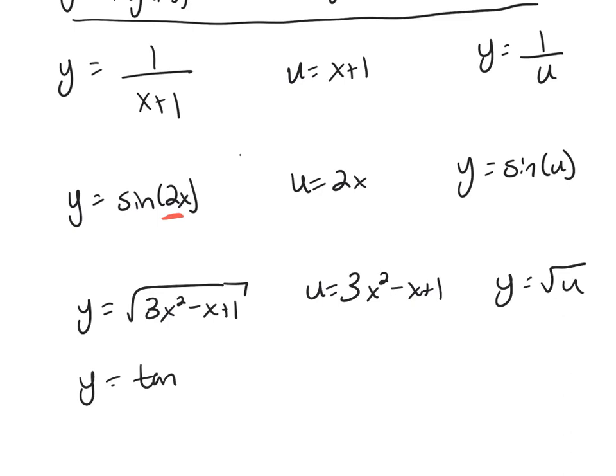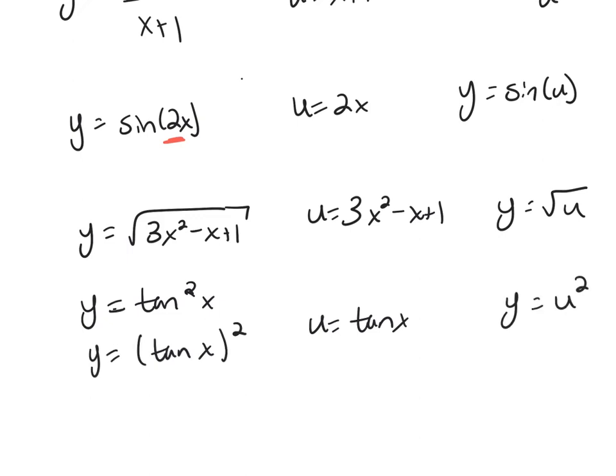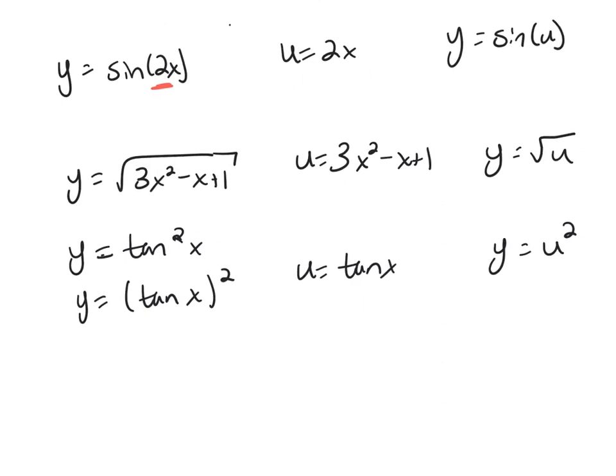And the final one, tangent squared. This one might be a little bit hard to see because what they really mean when they write this is tangent being squared. So the inside function is tangent and the outside function is the square function. Okay, so now that we can identify our inside and our outside, the g and the f function, we can now look at some examples computing derivatives using the chain rule.